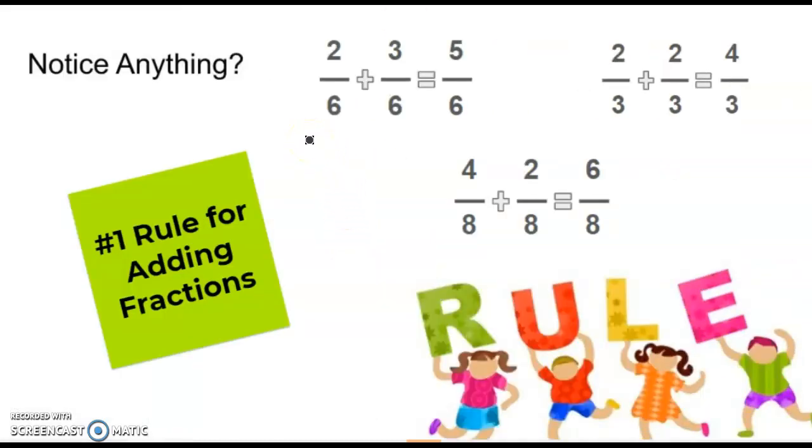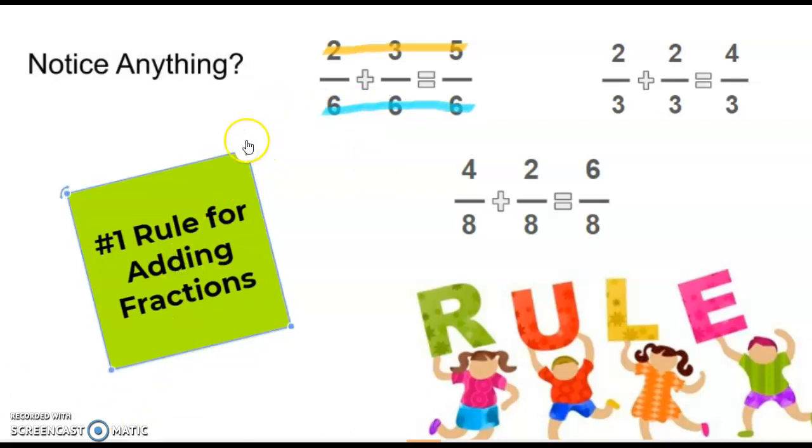All right, while we were working through those example problems, did you notice anything? Turns out there is a very important rule for adding fractions, and I'm curious to see if you picked up on it. If not, that's all right. Let me give you a hint. Let's take a look at our first problem. We did 2/6 plus 3/6 equals 5/6. Look very closely at the top numbers, the numerators, and the bottom numbers, the denominators. Do you notice anything?